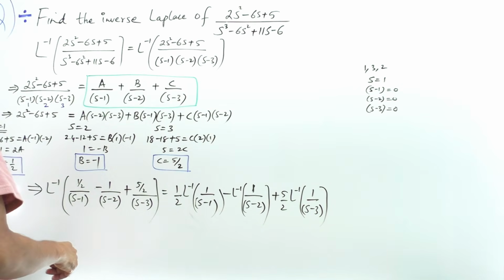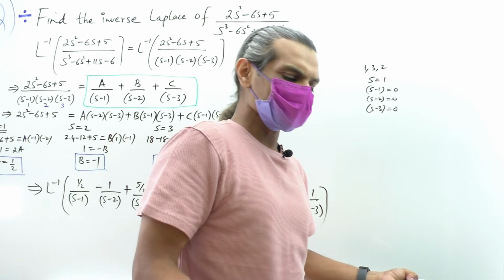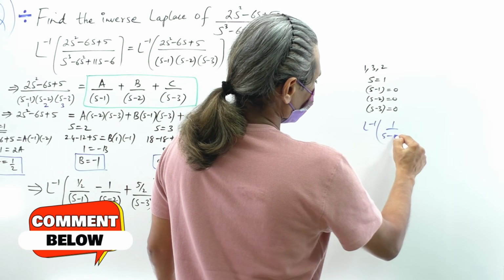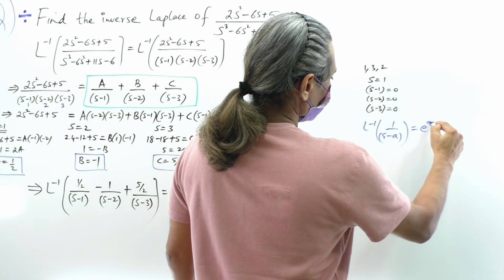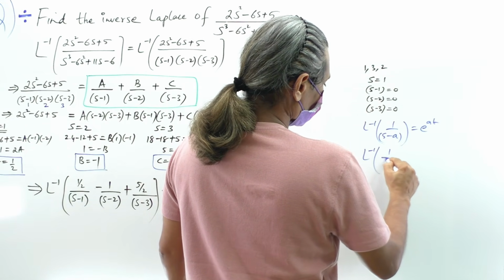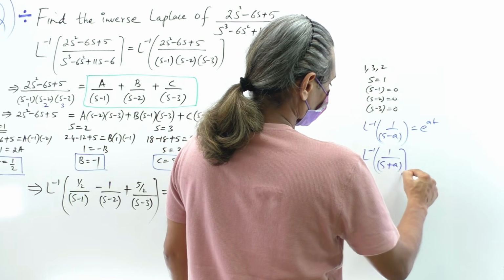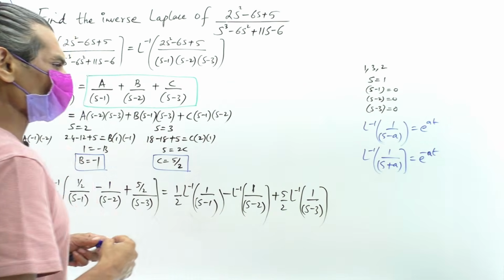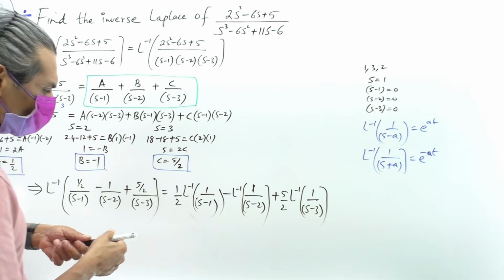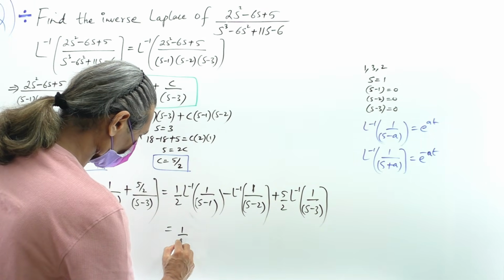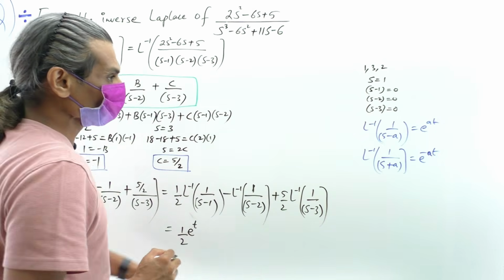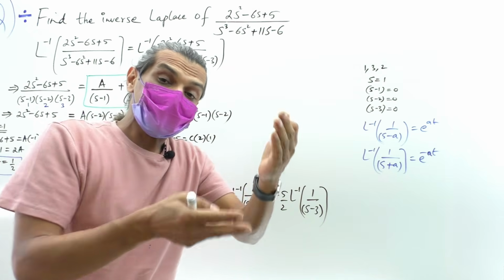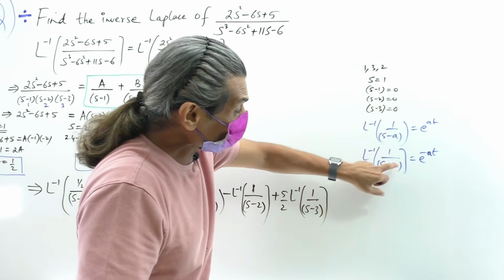Now you know these formulas. We have already done them in the previous videos. I showed you the Laplace inverse formulas. So we have Laplace inverse of 1 by S minus a equals e raised to at. Laplace inverse of 1 upon S plus a equals e raised to minus at. Okay, so these are two formulas to remember, but here it's very easy. Laplace of e raised to at is 1 by s minus a. So Laplace inverse of 1 by s minus a is e raised to at.